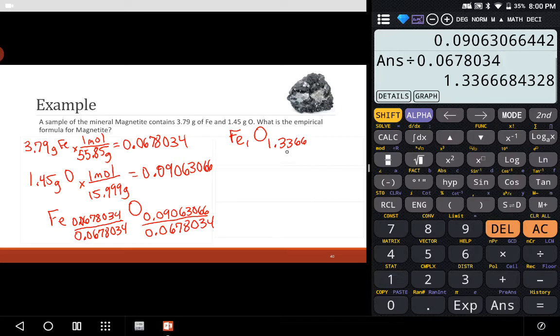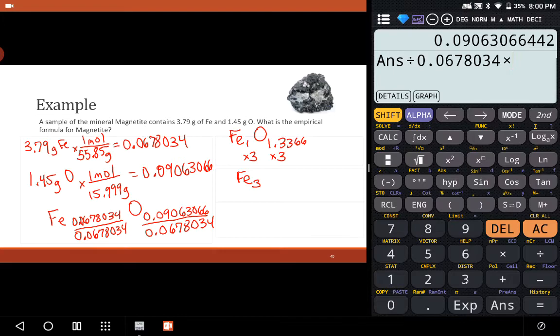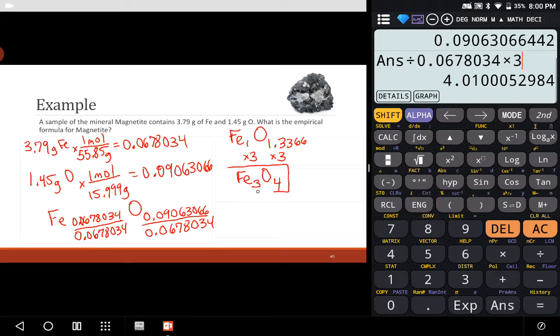And so if this is 1 and 1/3, then I gotta multiply this by 3 in order to get a whole number. And so if I do that to this oxygen, then I gotta do it to the iron as well. And so that's Fe3, and then I gotta multiply that by 3, and so that turns me into oxygen 4. And so now my lowest whole number ratio, my empirical formula, has whole number subscripts.